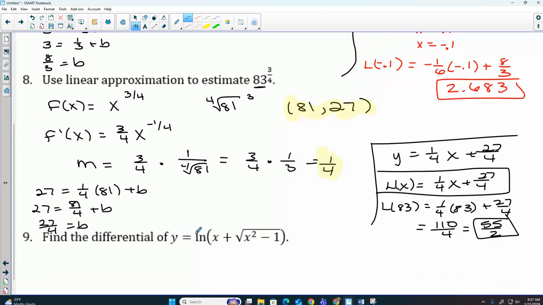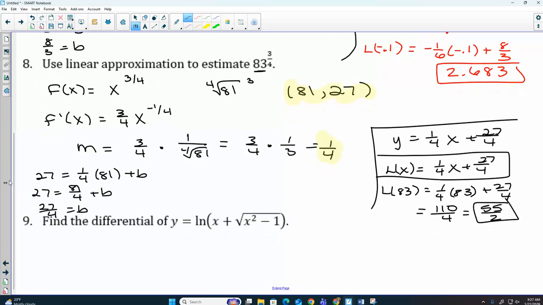So you just linearize it first. Get the equation of your line, and then plug in. Gotcha. Is that okay? So that's what you were doing last Friday when you watched the video and I was gone.